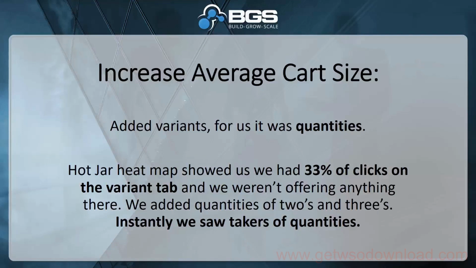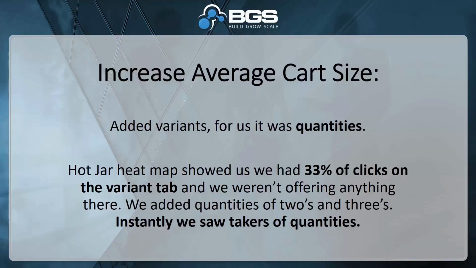To us, the variant, in my thinking, flawed as it was, had no bearing on our store. So I didn't do anything with it. When we saw the heat map, we saw that literally 30, I think it was 32%, 33% of the visitors were literally clicking on the variant button, and there was nothing in it. We had nothing there for them to buy.